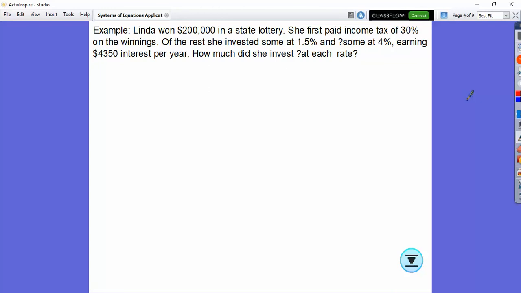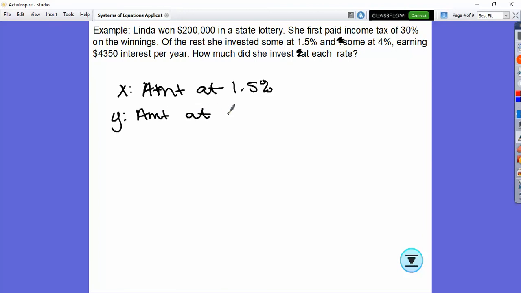All right. What do I do? I think we're setting our variable. So what's X? Some amount at 1.5 and then we have one for 4. Okay, let's talk about that.